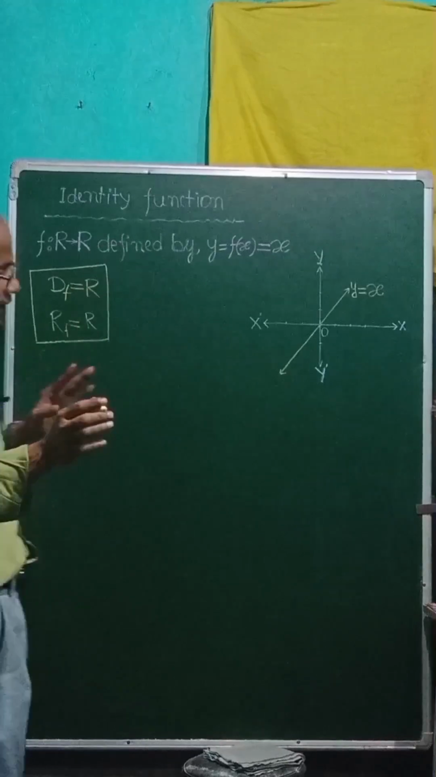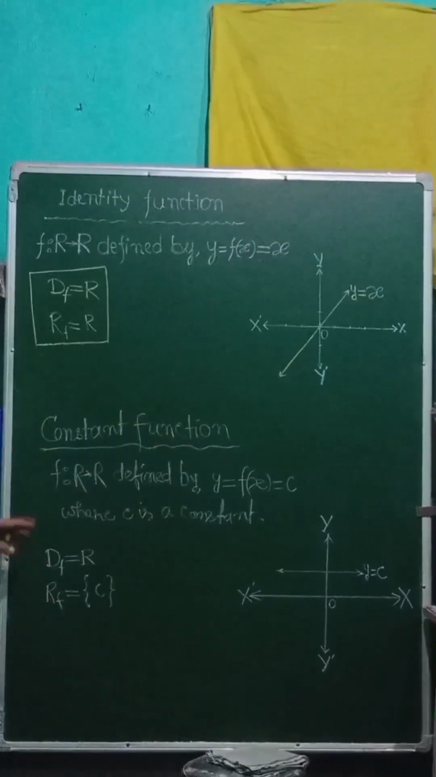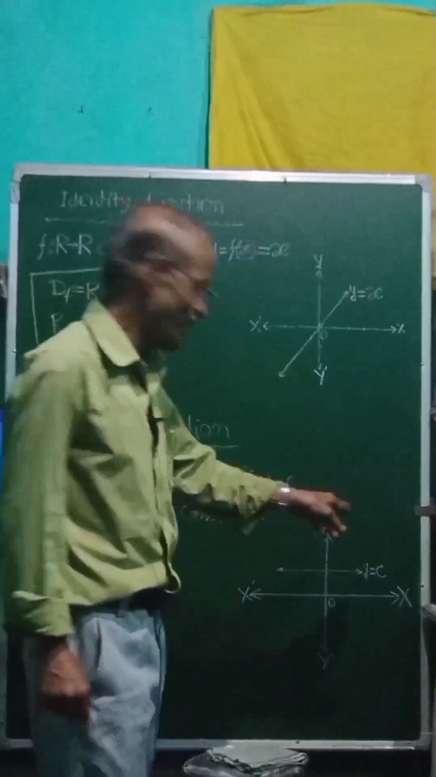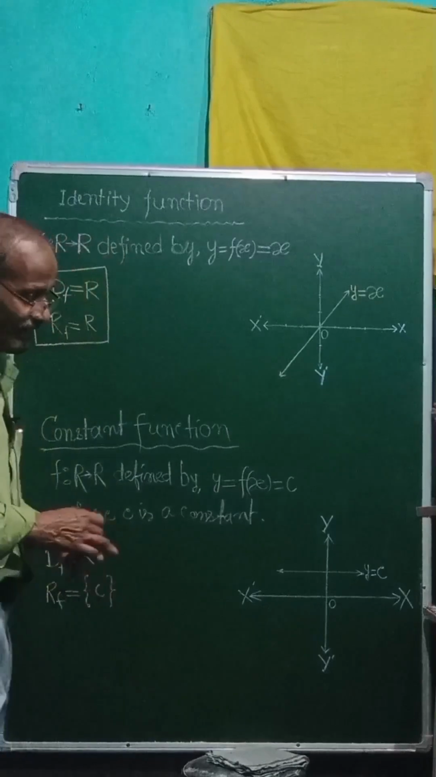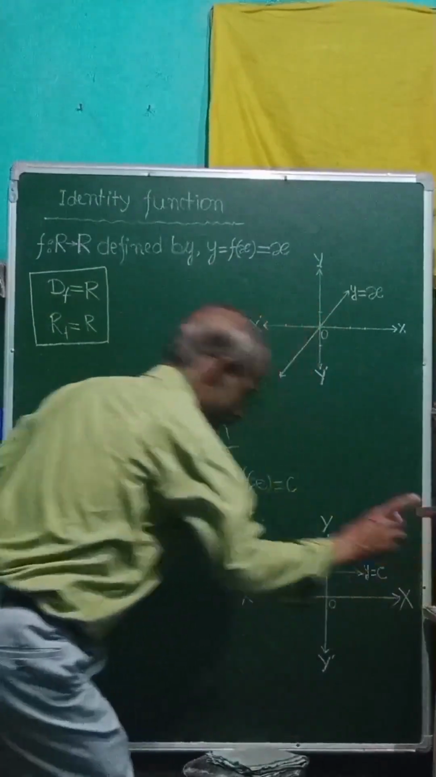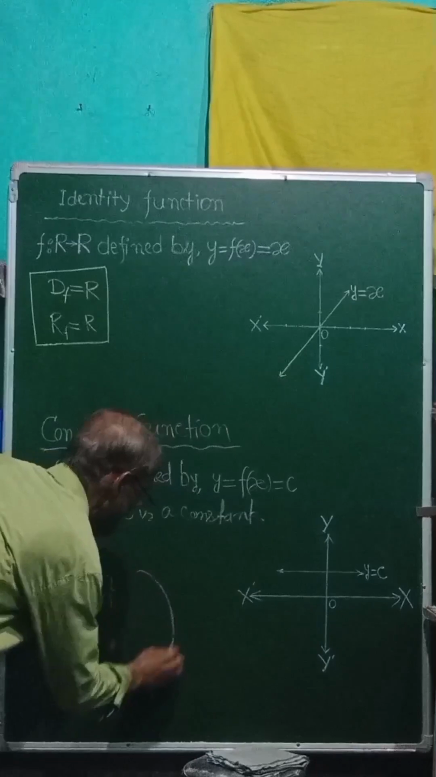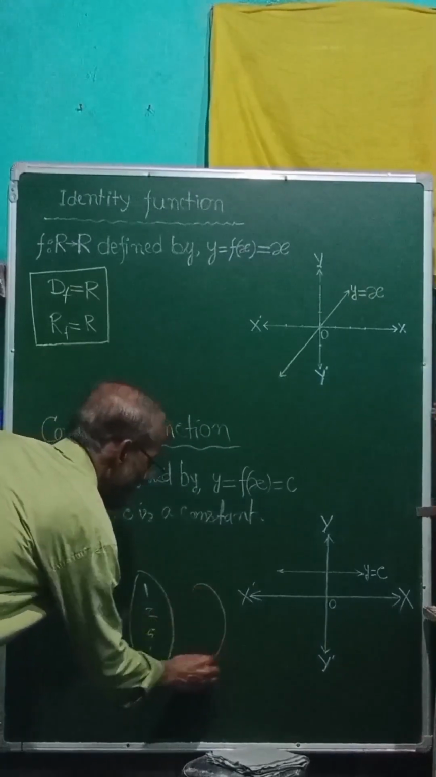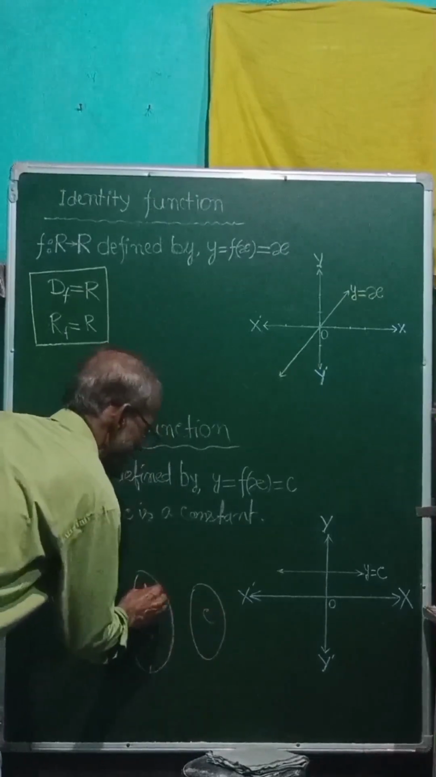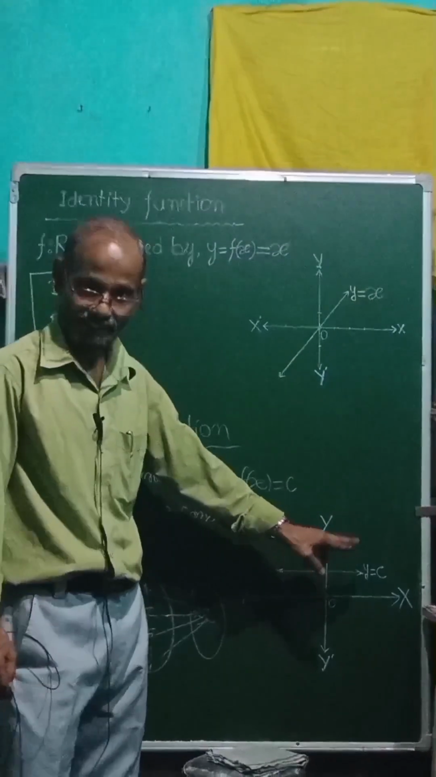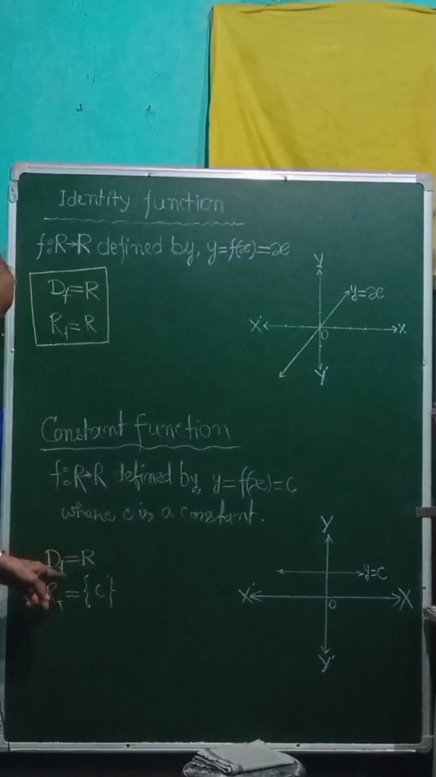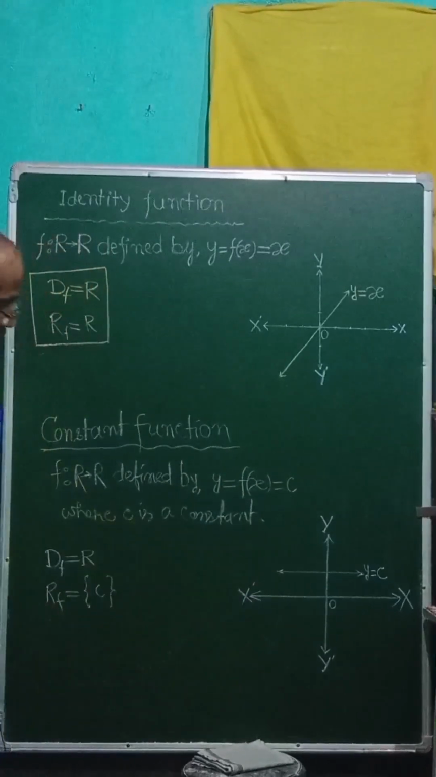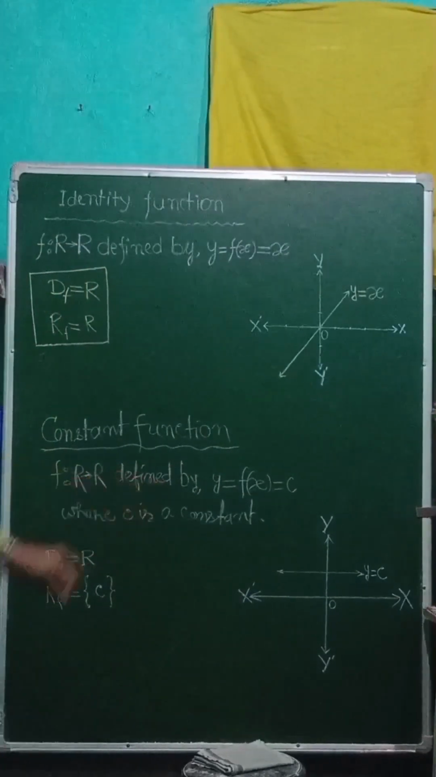Now let us come to the constant function, f from R to R defined by y = f(x) = c, where c is a constant. What is the situation actually? Do you recall that in relations you got things like 1, 2, 5 and so on, all going to get a constant? This is the practical situation of that. So the domain is obviously R and the range is only one element, c. I hope that you have understood. The graph is a straight line parallel to the x-axis.